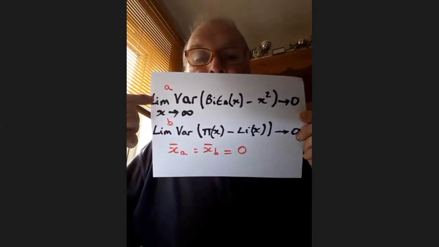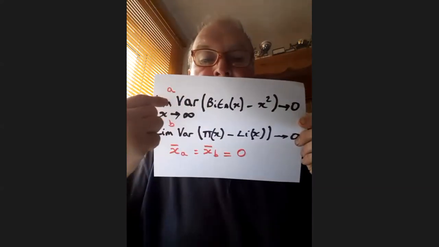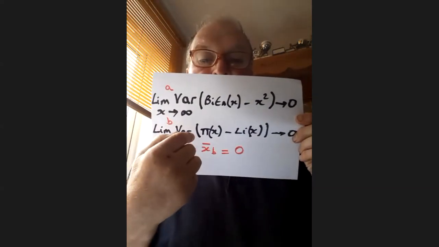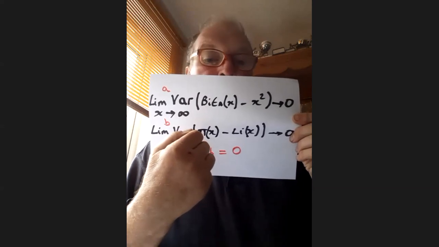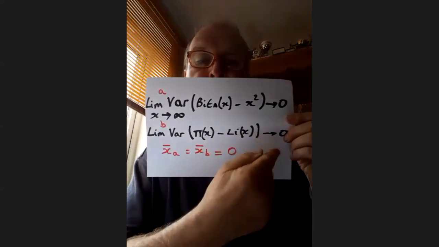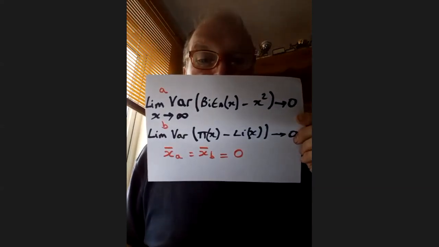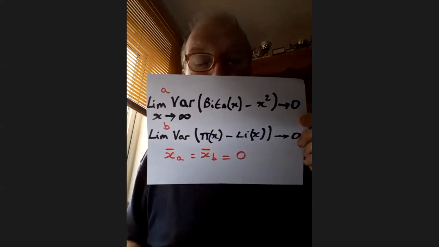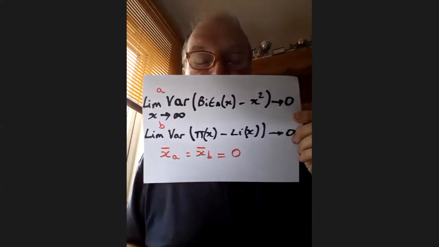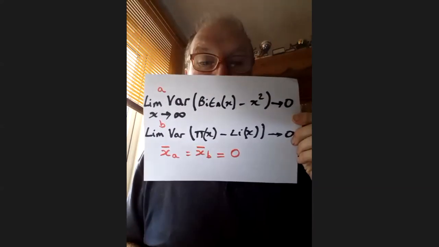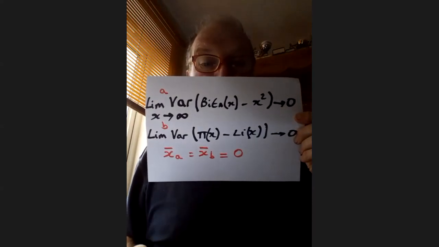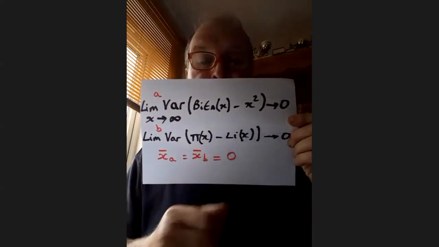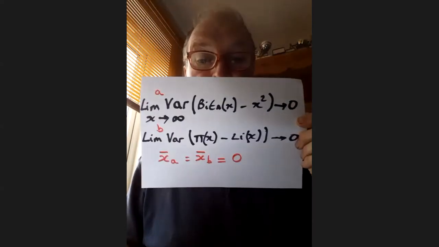We know from the distribution of the error in the bi-entropy quadratic that, because X bar for A and X bar for B are the same, the limit as X goes to infinity of the variance of the difference between pi X and li X also goes to zero. And so this knocks into a cocked hat the limit that von Koch came up with in 1901, which was that the Riemann hypothesis is proven if the error between pi x and li x is less than root x.